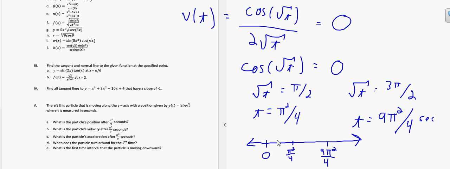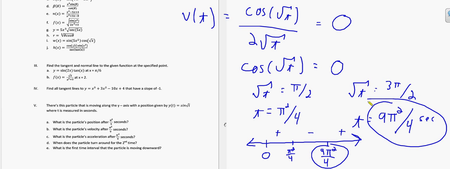If you check this out real quick, the bottom's always positive. This cosine starts out positive. And once what's inside gets to pi over 2, it's negative. So pi squared over 4 is going to make this pi over 2. It's going to turn negative. It's going to turn positive again. So it changes direction the second time at 9 pi squared over 4 seconds.